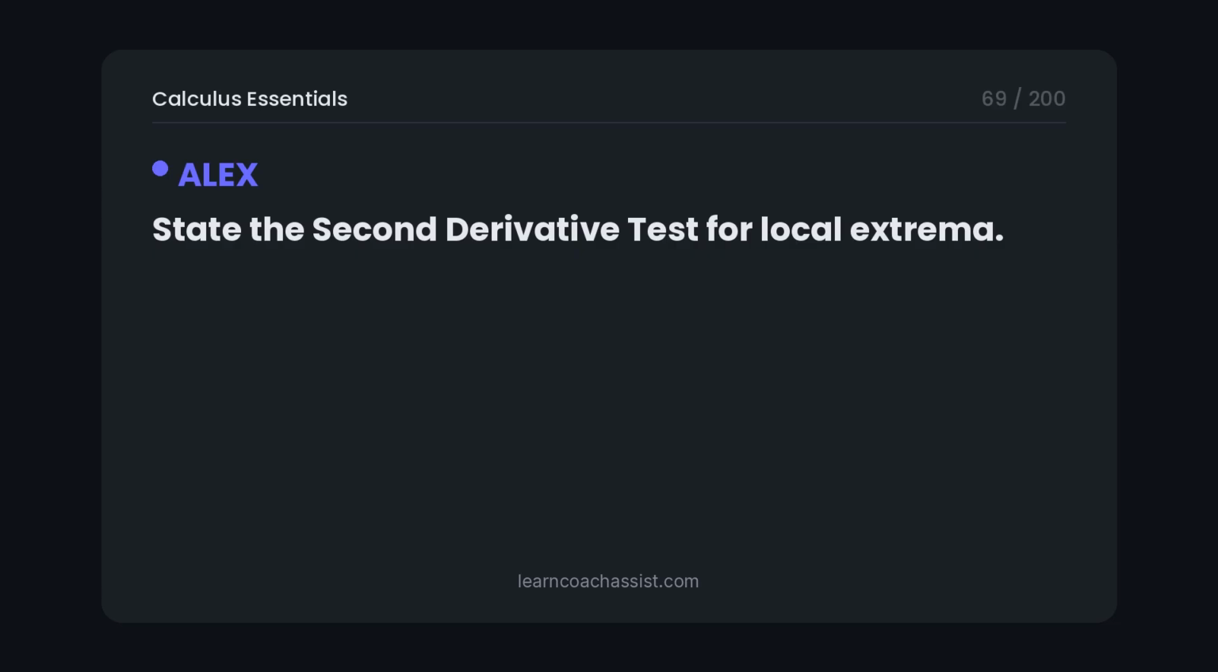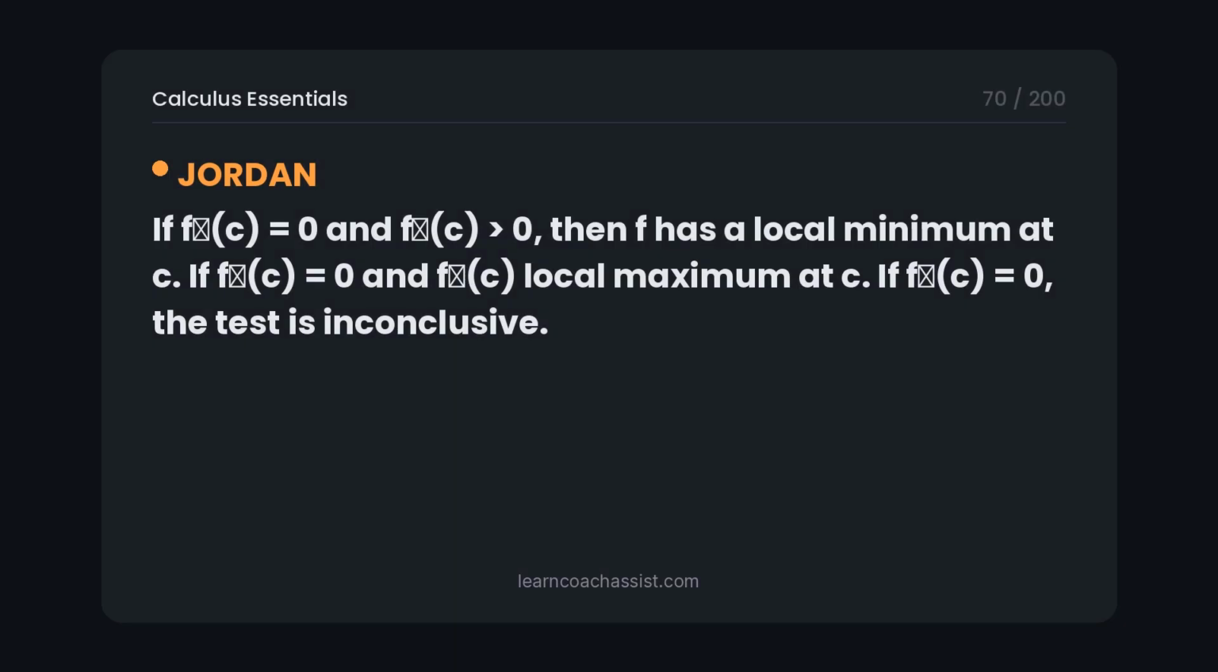State the second derivative test for local extrema. If f'(c) equals 0 and f''(c) > 0, then f has a local minimum at c. If f'(c) equals 0 and f''(c) < 0, then f has a local maximum at c. If f''(c) equals 0, the test is inconclusive.